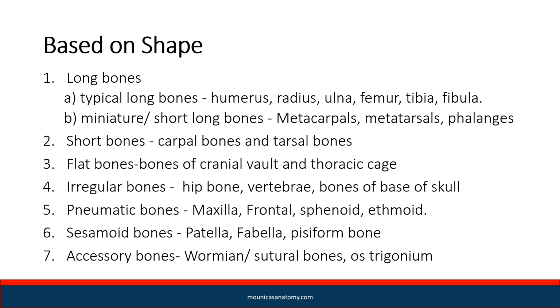Short bones are carpals, tarsals. Flat bones are cranial vault and thoracic cage bones. Irregular bones are hip bone, vertebrae, bones of base of skull. Pneumatic bones are paranasal air sinuses.